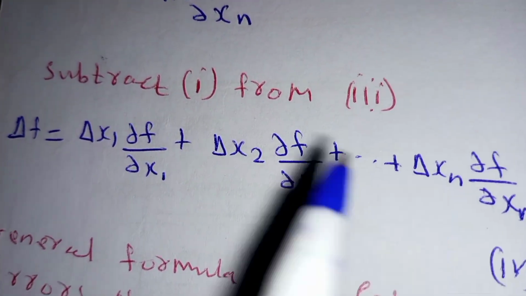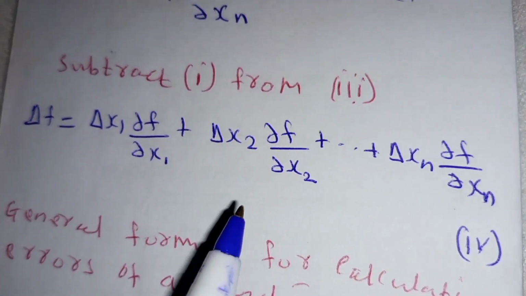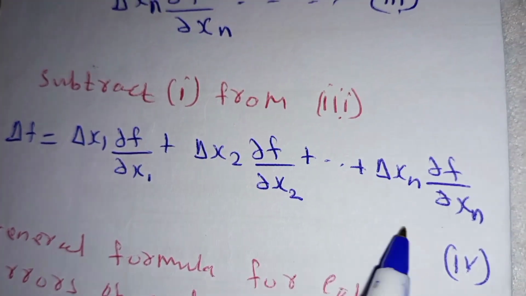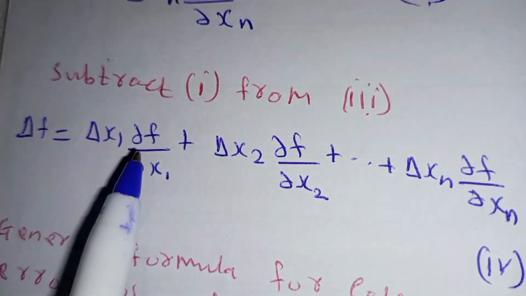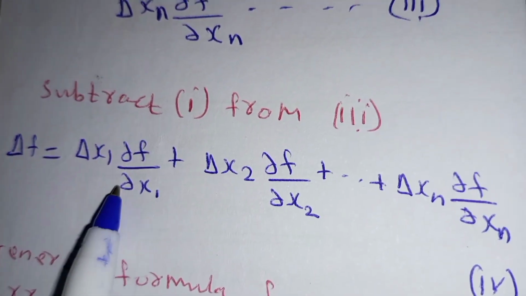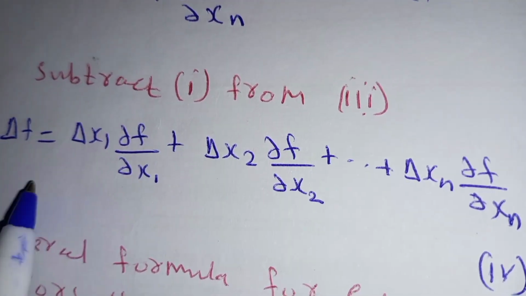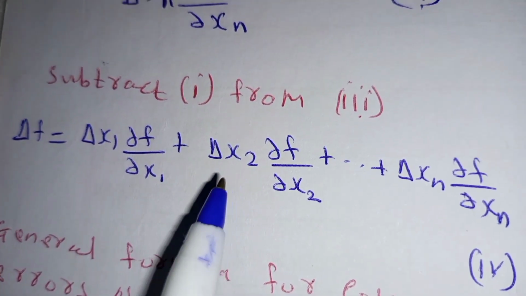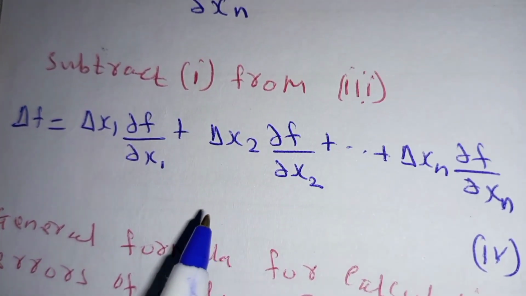And now, this is the general formula for calculating errors of a function. So whenever you are given a function and you want to determine the error in that function, you can apply this formula here, and it is going to give you the required result in simple method steps.